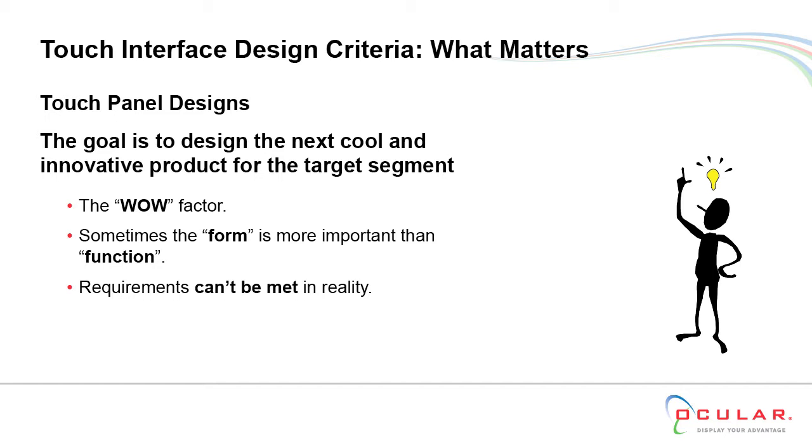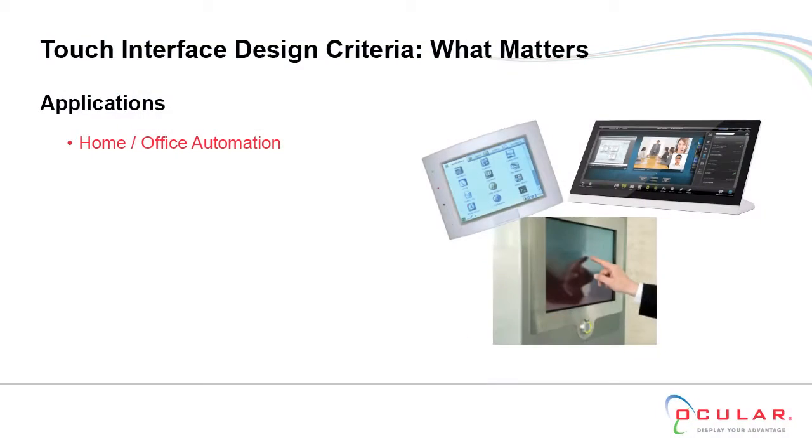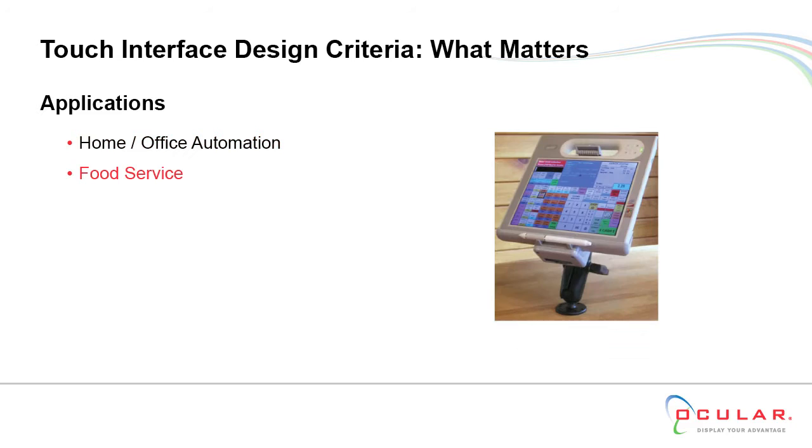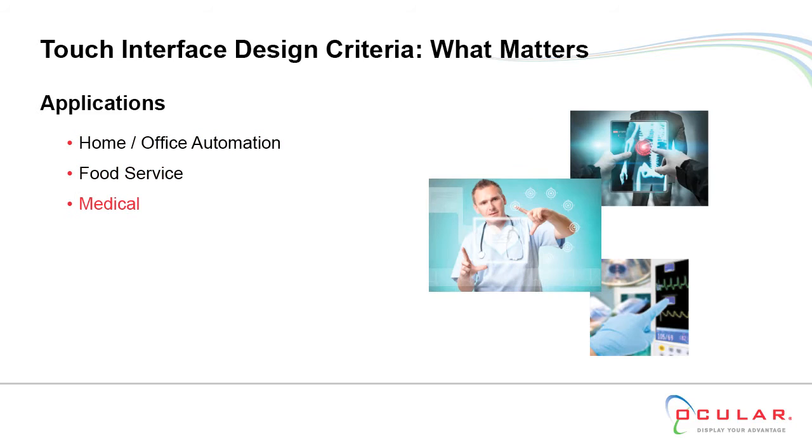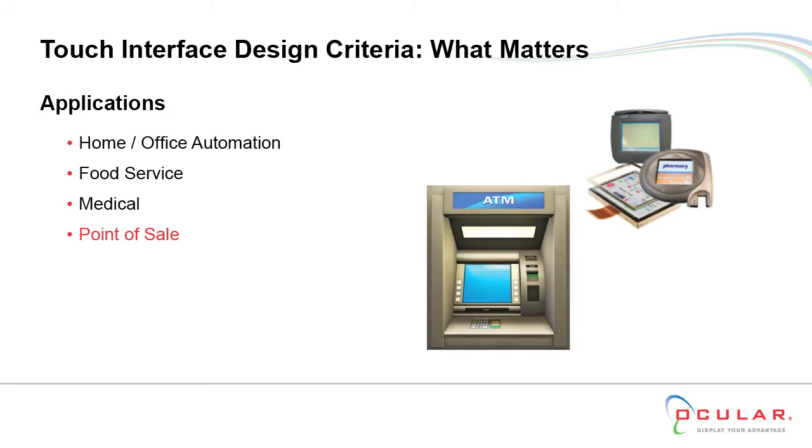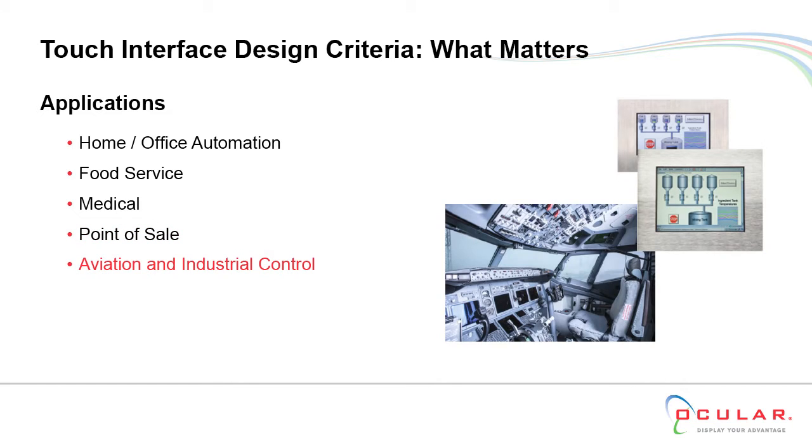Usually they have a concept in mind. They come to us with these concepts, and sometimes the form doesn't really meet the function. Sometimes it can't be met in reality. We have a lot of different applications that touch is in today. You have home automation, food services, medical, point of sale, aviation and industrial control.